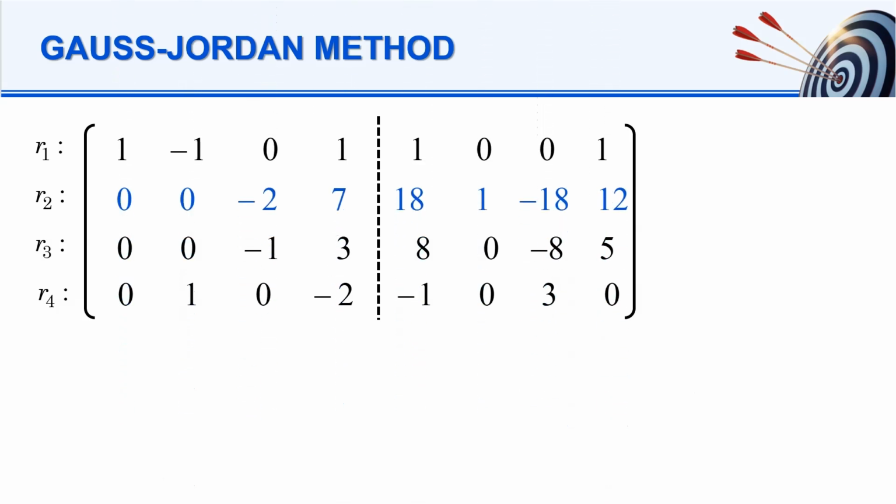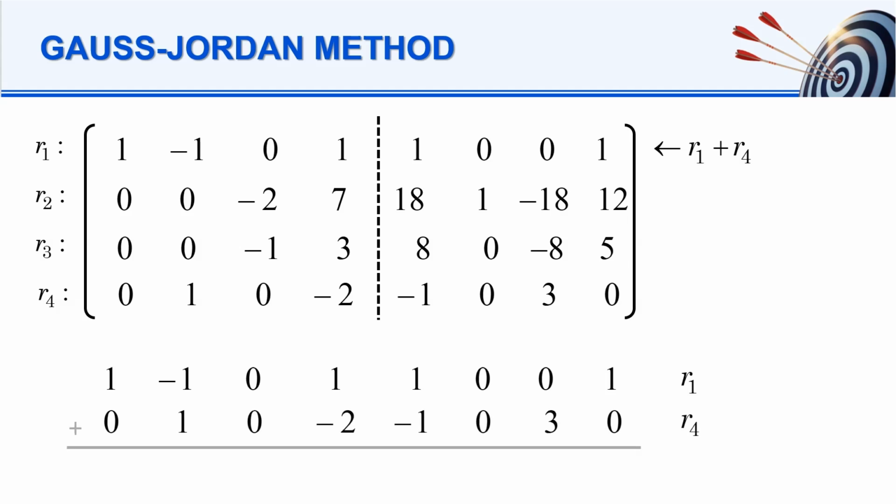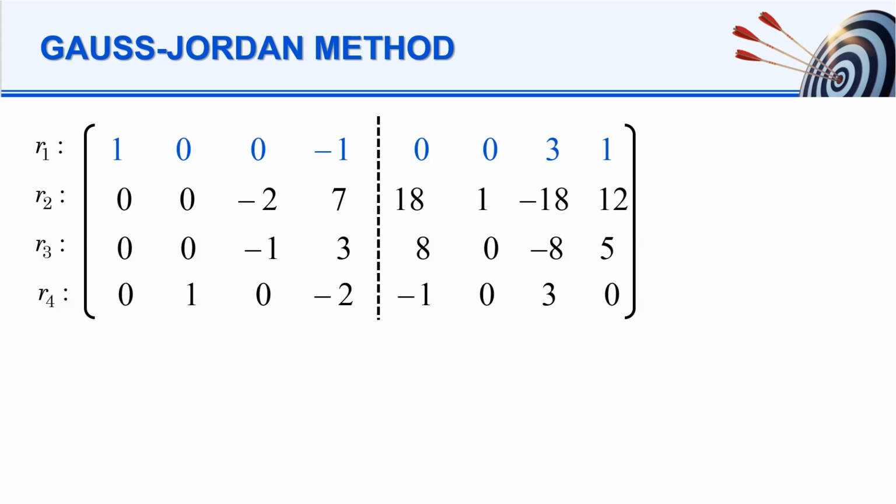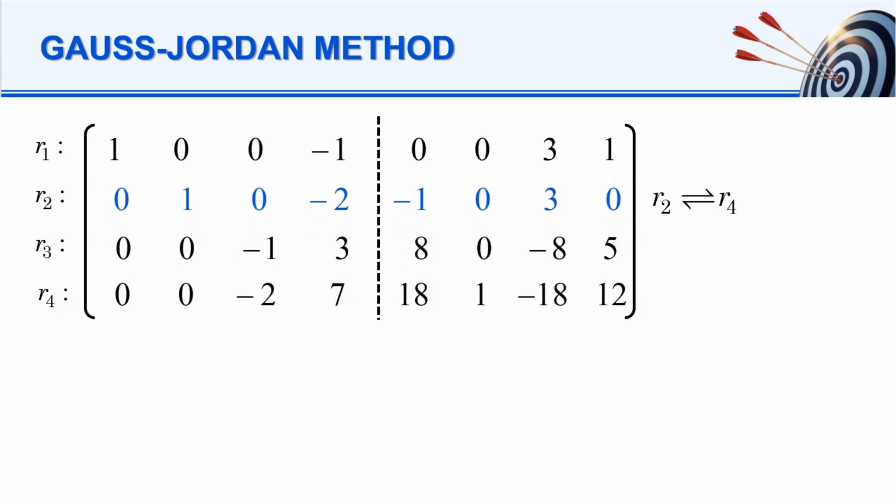Then the second row is replaced by the computed row. Then we use the last row to eliminate the -1 in the first row, by adding the fourth row to the first row as follows, which gives. The first row is then replaced by the newly computed row. As the last step of the second pass, we interchange the second and fourth rows. This marks the end of second pass.